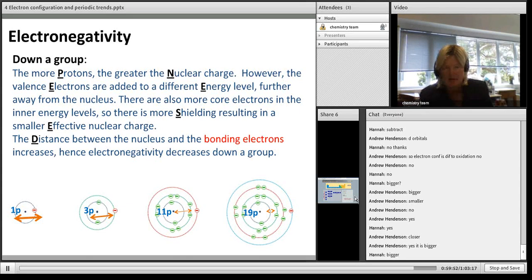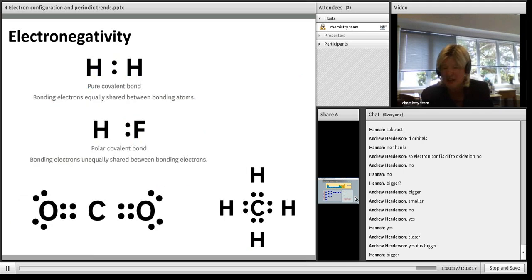Hydrogen, because it's got a nuclear charge of 1, has no extra energy levels for shielding. With all the other ones, it's adding an extra energy level each time, so the effect for potassium is going to be a lot weaker. Potassium will have a much weaker attraction to any bonding electrons, which also explains why potassium is so much more reactive.